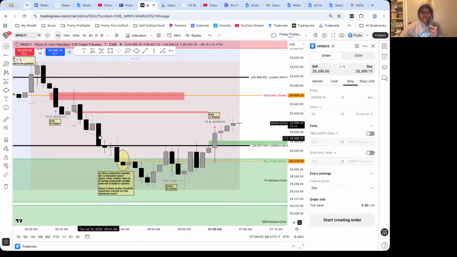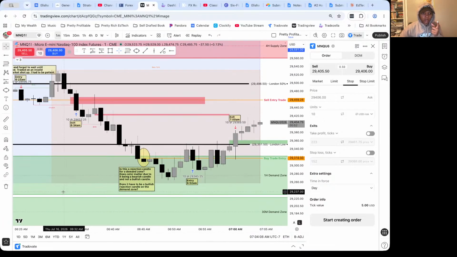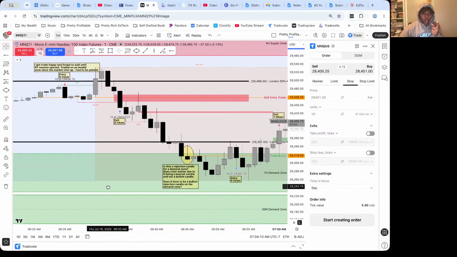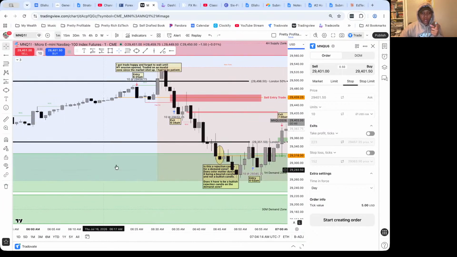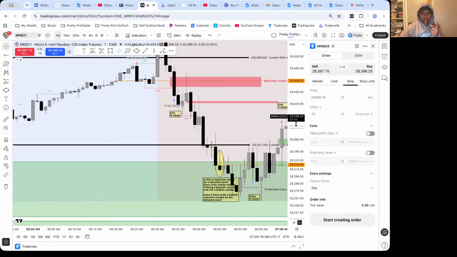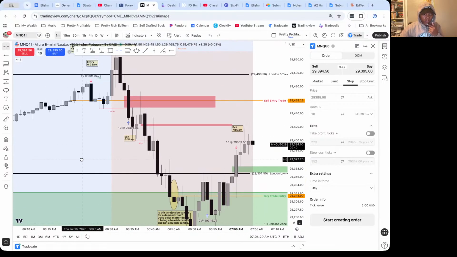I actually like this part that I did, highlighting it. So let me do that. Alright.